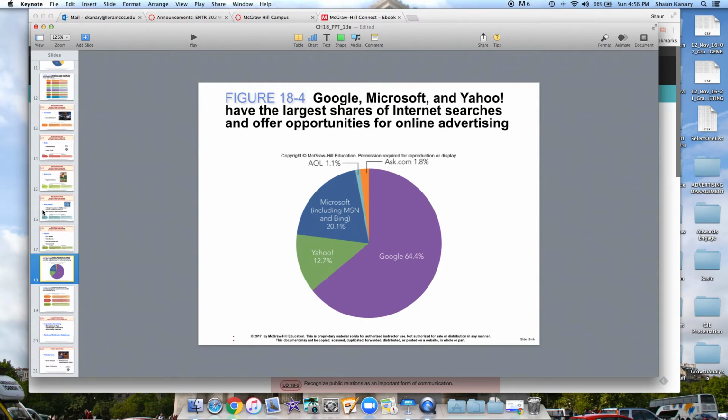However, when we talk about internet advertising, the king of the hill is still Google. In this graph, you can see that Google accounts for 65% of all internet searches and has the most opportunities for advertising over Yahoo and Bing.